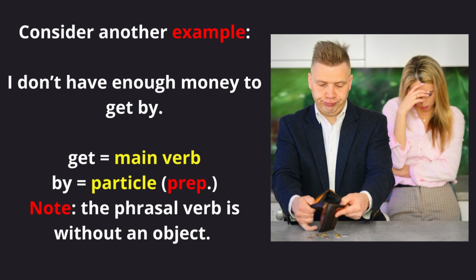Okay? Here is another example. I don't have enough money to get by. Get in get by is the main verb. By is the particle. In this case, it is a preposition. Note that the phrasal verb is not accompanied by an object. Okay?